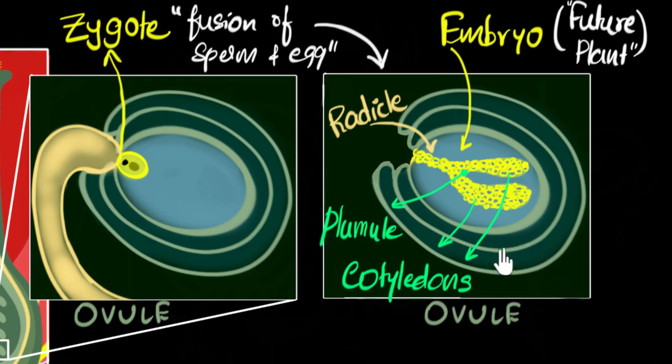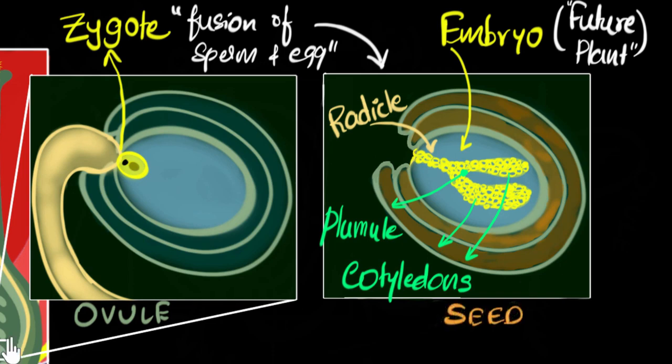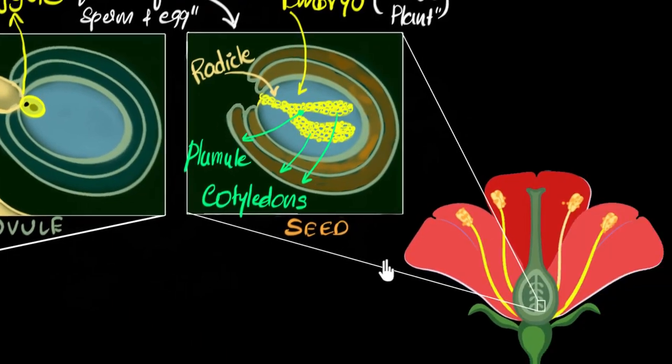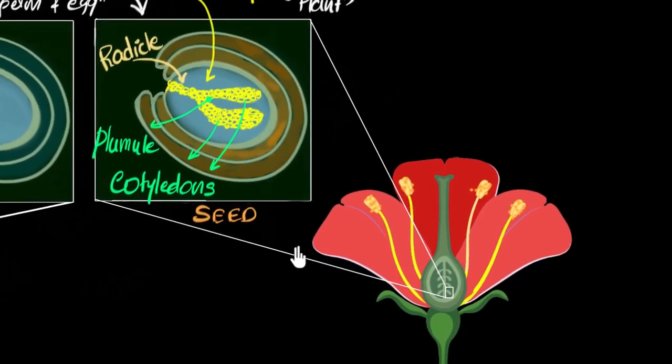And a lot of other changes happen as well. For example, the outer wall starts to become a little hard. And now we no longer have an ovule. We are going to call this a seed. So the fertilized ovule has now finally got converted into a seed. Great. But what happens to the flower? Well, let's see. Here is our flower. We are zooming back out now.